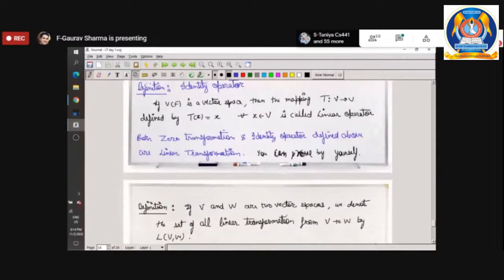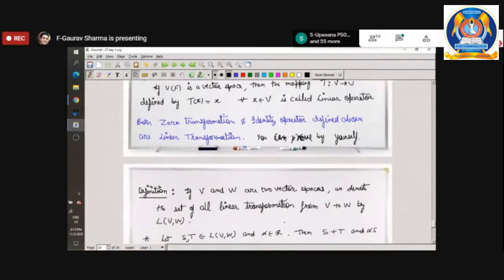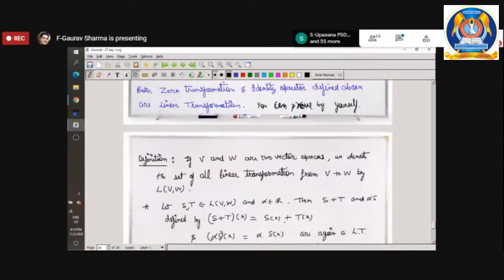So, Shivani, once you have the definition of projection, you can easily check whether it satisfies the linearity property or not. It is not a big task.